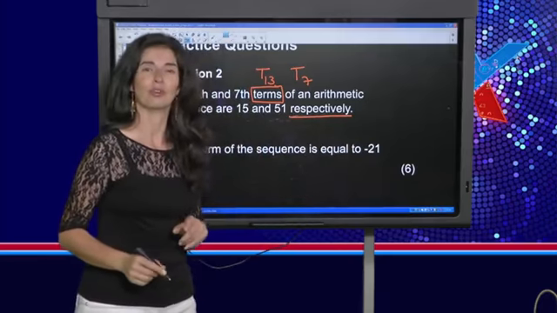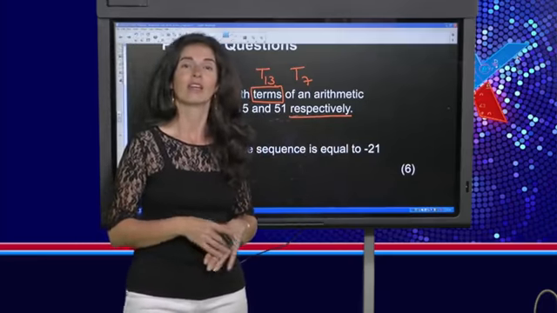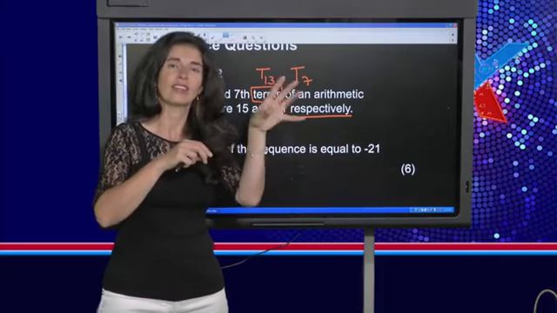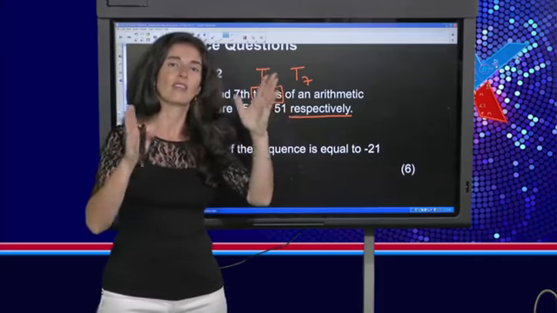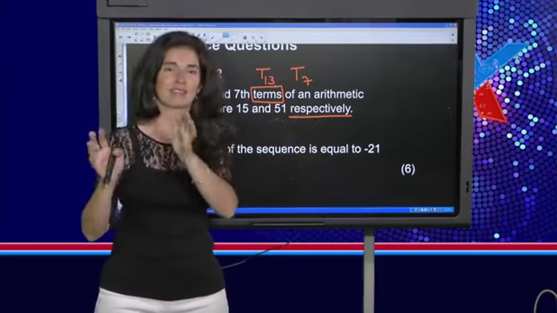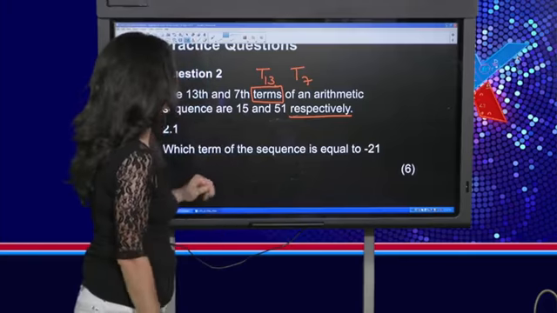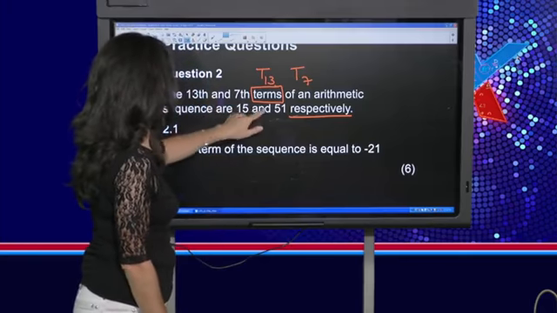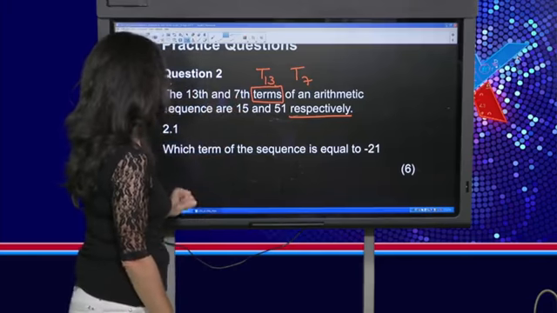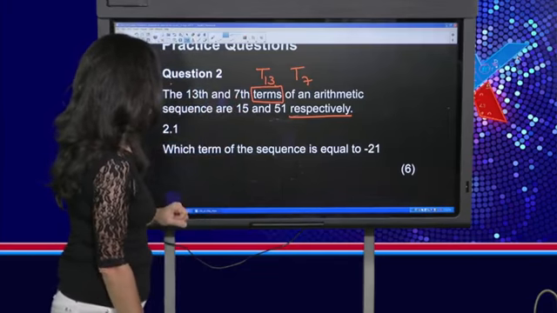I never knew what that word meant until English. It's a sequence of numbers where, if you're writing the first list and the second list, you want the first ones to match, and then the next ones, etc. So it's not a random selection. So the 13th and 7th are 15 and 51. It means that the 7th can't be 15 and the 13th can't be 51. So we are given those values.